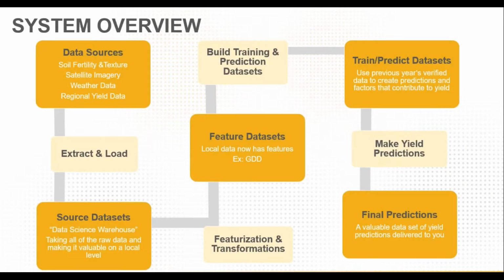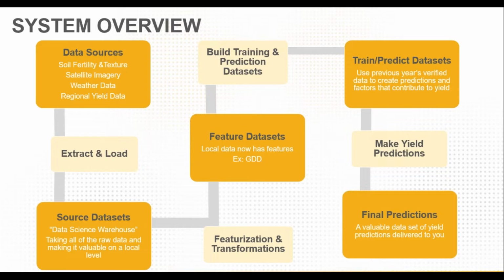So how does the yield prediction model system work? Here we have an overview of how the information and data is gathered and used to provide you with a final yield prediction for your crops. Really, the main goal of this system is to get the right data and use it in a way that provides value. First and foremost, we start with a large variety of data sources. This includes things like soil fertility and texture results, satellite imagery, weather data, and regional data. We then take all this data and extract it and load it into source data sets, or basically a data science warehouse. Essentially, this step involves taking all of that raw data and making it valuable on a local level.